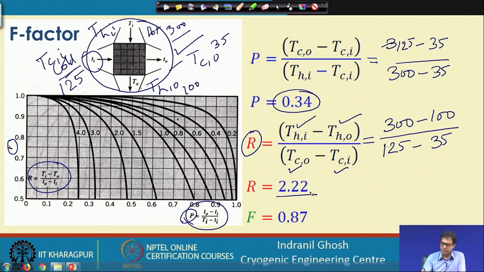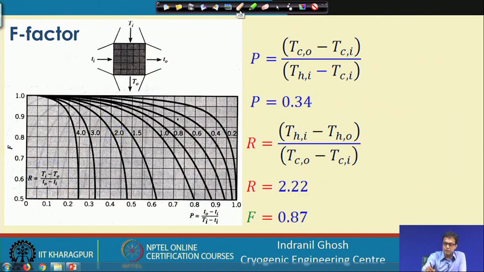Now for R equals 2.22, these are the R values 0.2, 0.4, 0.6 like that. Somewhere here is R equals 2, and for P equals 0.34, here we have 0.3 and this is 0.4, so in between somewhere. We can find that our value will be somewhere here. Accordingly, we find that this F factor is 0.85. Now if we go back to our discussion.